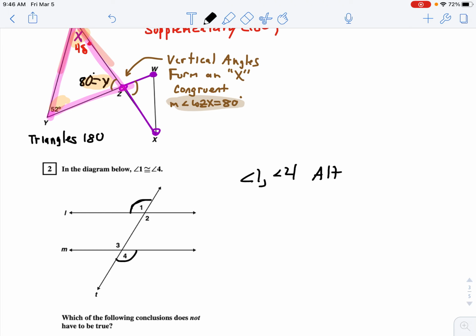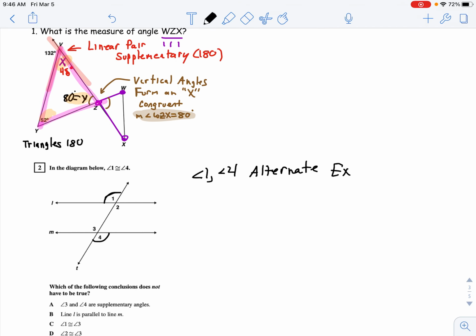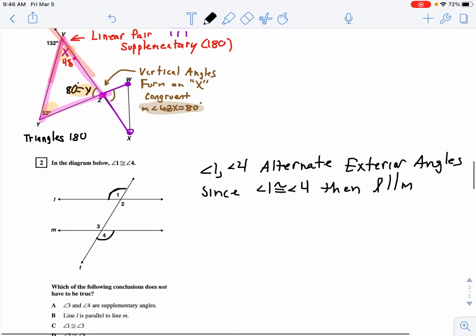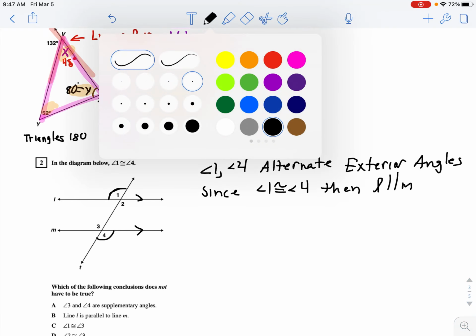These are alternate exterior angles. And because these are congruent, since angle 1 is congruent to angle 4, then that forces the lines to be parallel. Line L is parallel to line M. All right, that was the converse of the exterior angles theorem, which is what we talked about in units past. All right, so some other things.